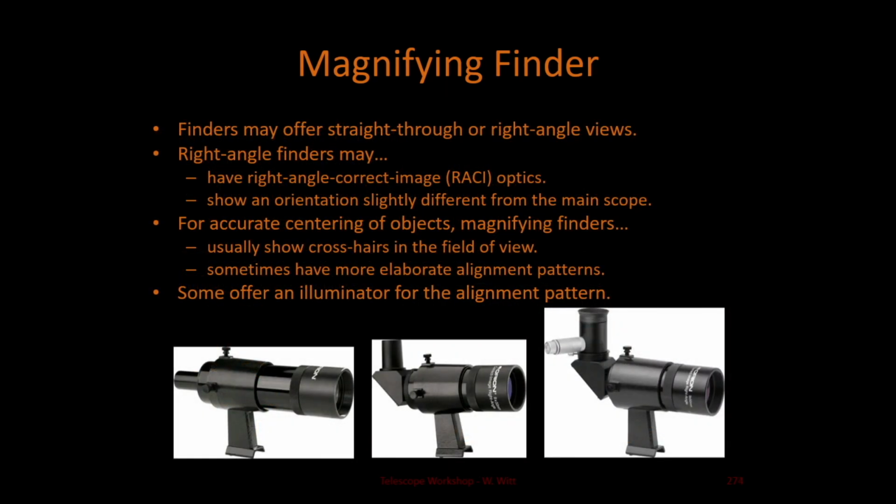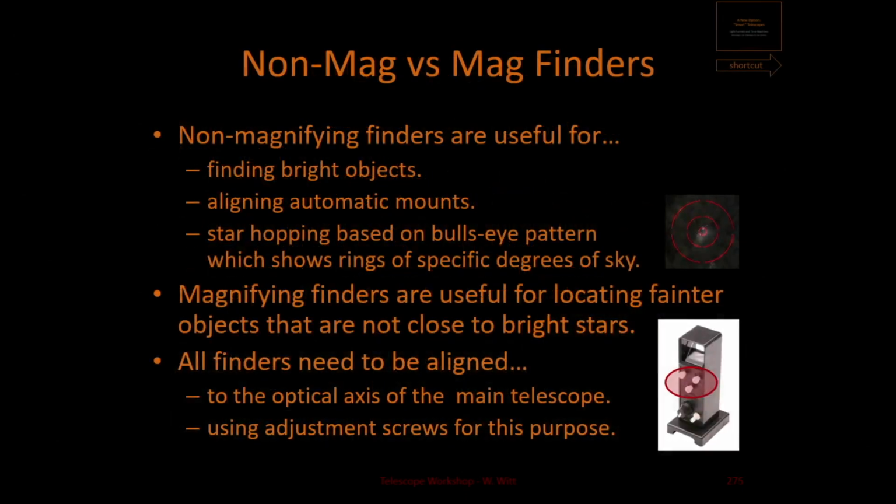These are just some different examples of this. Some of them are straight through, some have diagonals, and some have crosshairs with lights inside. And yes, you have this trade-off. Non-magnifying finders are useful for finding bright objects, aligning automatic mounts, and for star hopping.